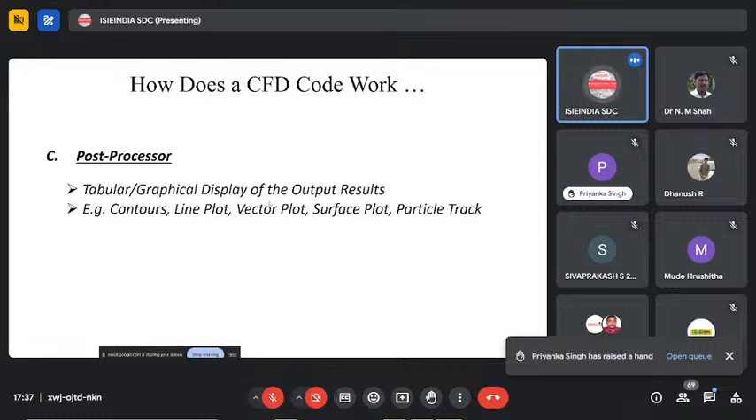Now, after pre-processing and the solver, the next step is post-processing. So what is post-processing? Post-processing in CFD is like a translator. It takes the raw data from the solver and turns it into a visual representation that we can easily understand. It presents the outputs in the form of tables, graphs, or images.